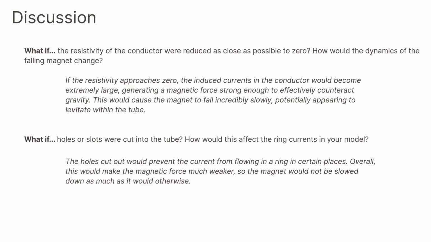The next question is, what if there were holes or slots cut into the tube? How would this affect the ring currents in your model? The holes cut out would prevent the current from flowing in a ring in certain places. Overall, this would make the magnetic force much weaker, so the magnet would not be slowed down as much as it would otherwise.